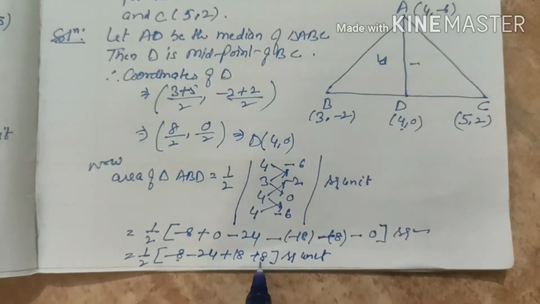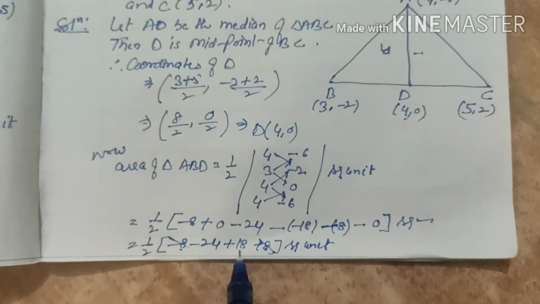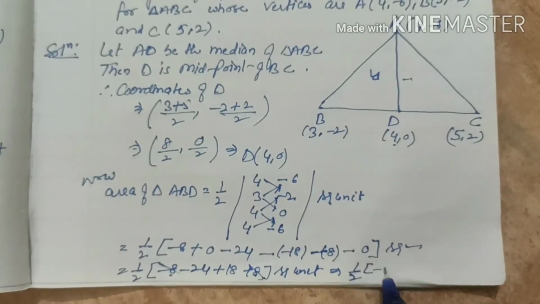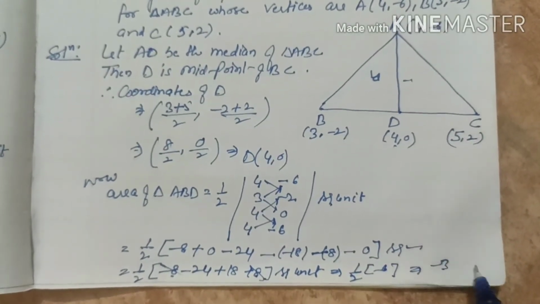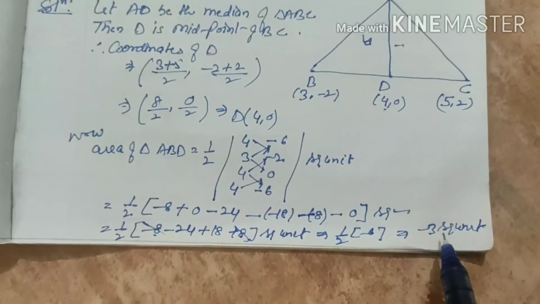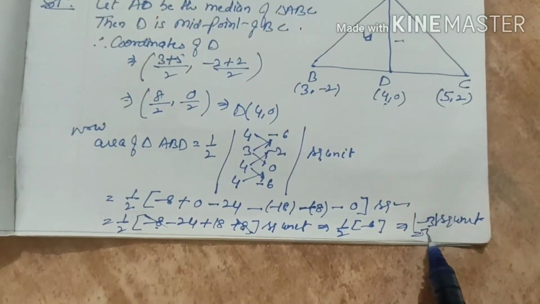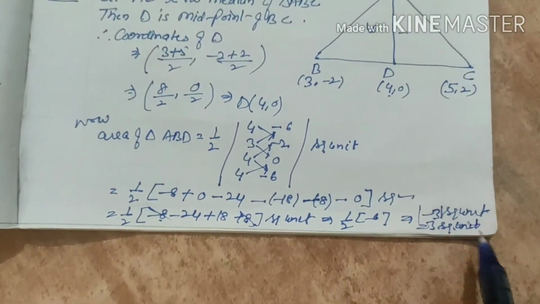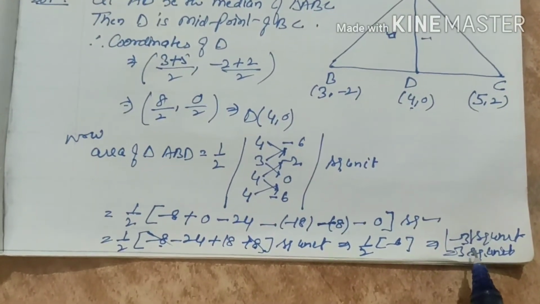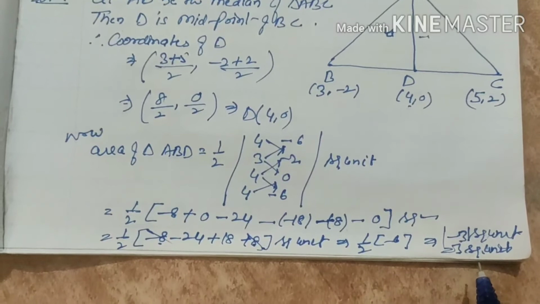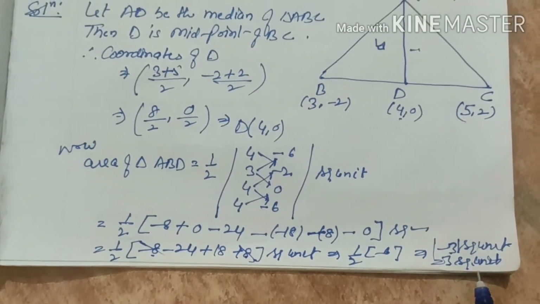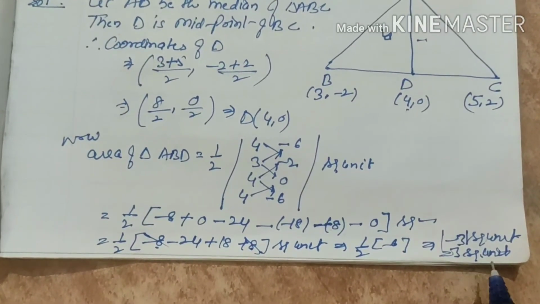So plus 8 and minus 8 will be cancelled. Minus 24 plus 18, so this will become -6. So 1 by 2 into -6, and this will be -3 square unit. But we all know the area of a triangle can't be negative, so take the absolute value, that is 3 square unit. We already discussed the absolute value. What the absolute value is: take the modulus, which converts a negative value into a positive value. So that is absolute value. We have to take only the positive value, as the area of a triangle can't be negative. So the area of the triangle will be 3 square unit.